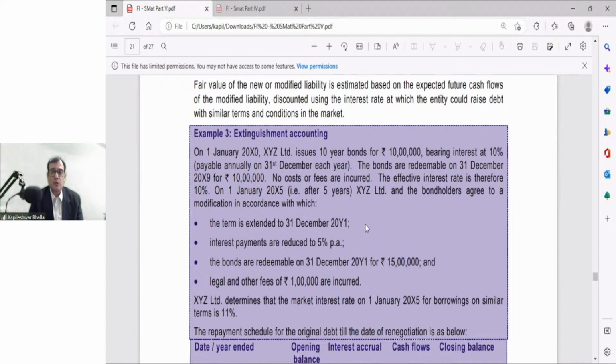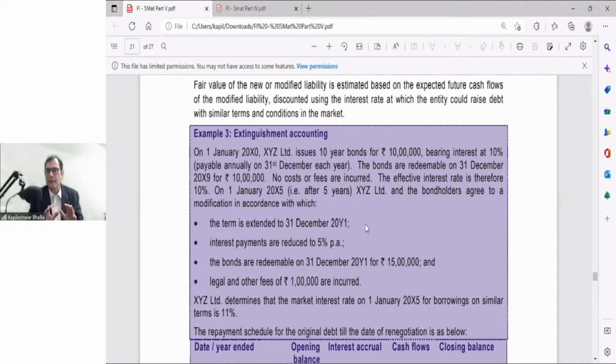There are a lot of computations to be done in this particular example, but I'll avoid doing too many calculations because otherwise we'll spend a lot of time on the accounting. So I'll pick up a few calculations wherever it is convenient. Let's now read. It says on 1st January X0, XYZ issues a 10-year bond for 10 lakh, bearing interest at the rate of 10%, payable annually in December each year. The bonds are redeemable in December X9 for 10 lakh.